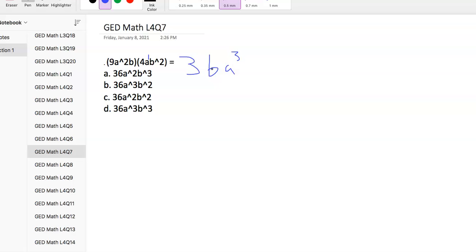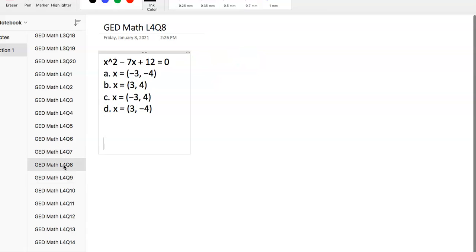And then we have b, which is just b to the first times b squared. Again, we are adding those exponents, so we're just adding 1 and 2. And that ends up being 3 also. So we have 36, a to the third, b to the third, and that is answer choice D down here. All right, again, when multiplying exponents, we add them.